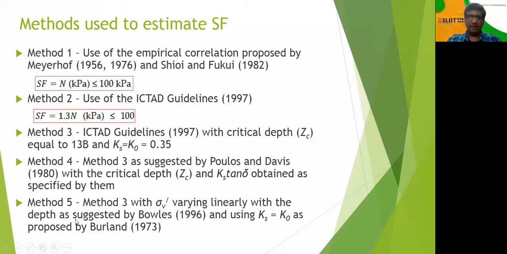Method 5 is the same as method 3, but we are not considering the critical depth concept. We are considering only the normal variation of the vertical effective overburden pressure with depth, and we also assume that Ks is equal to K naught. So those are the 5 methods of determination of the skin friction in soil.